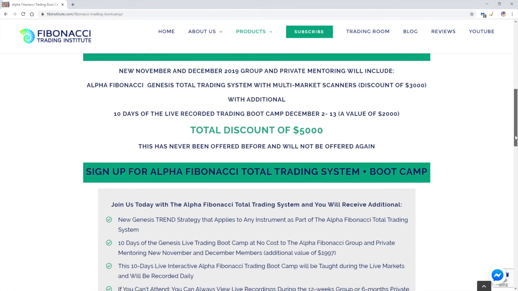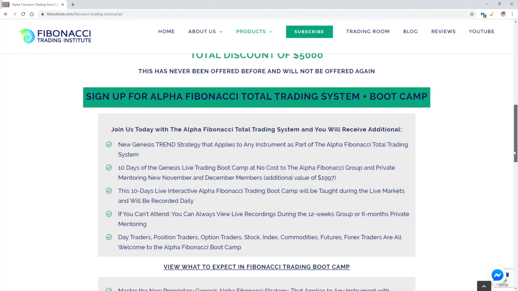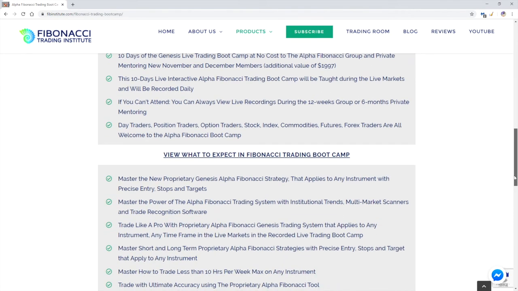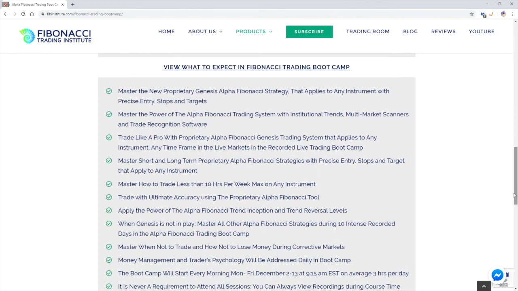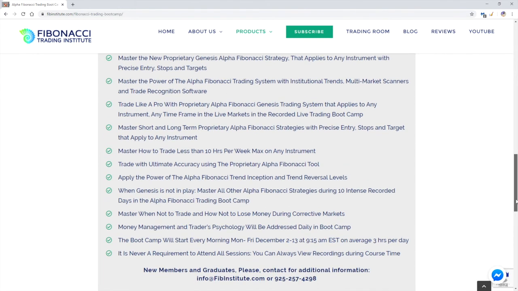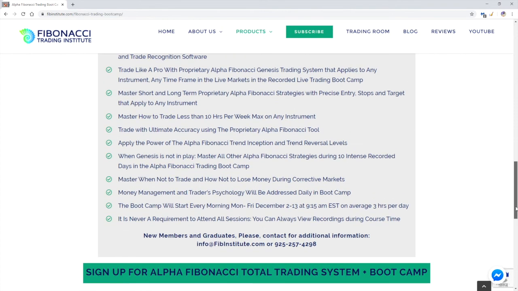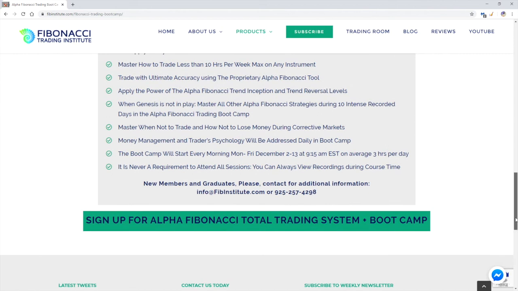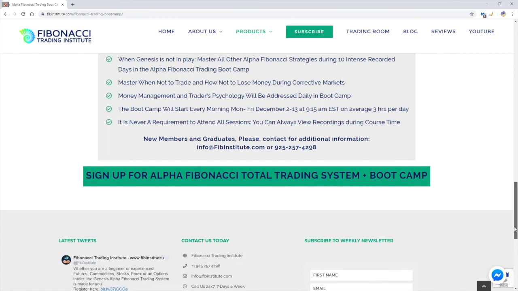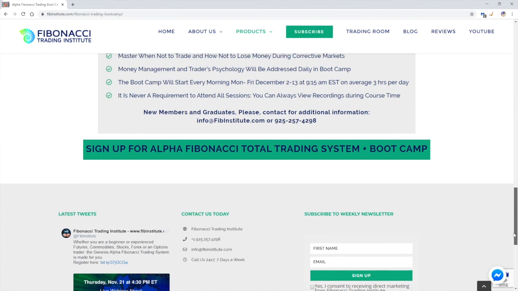Every single day will be life-changing. We will not just focus on Genesis strategy. We will focus on your mindset. We will focus on why pain is a good thing in trading. You will start celebrating challenging moments in trading. You will be prepared: how to trade, when not to trade, and how to trade less than 10 hours per week with ultimate accuracy. Monday through Friday, December 2nd through 13th, on average 3 hours per day, will be recorded.